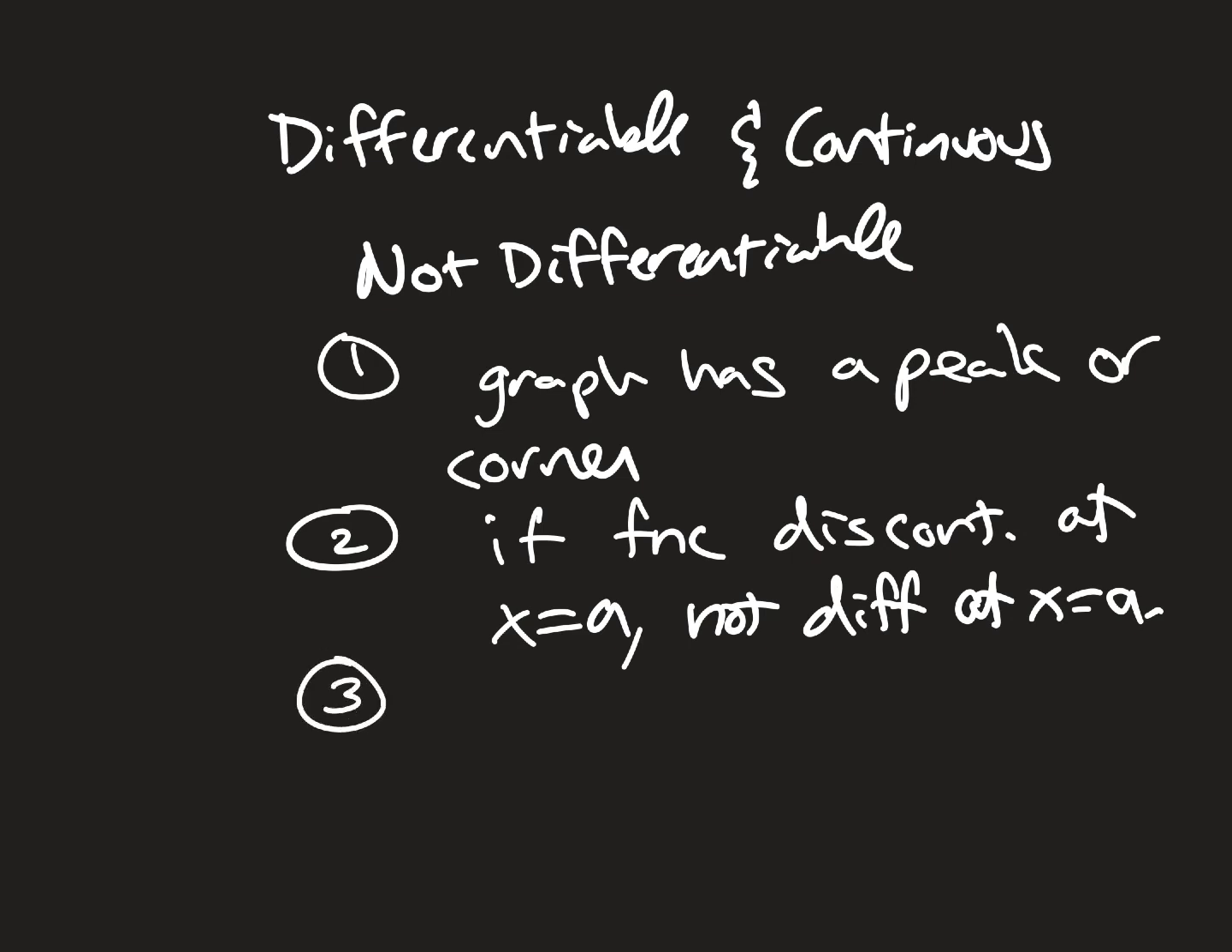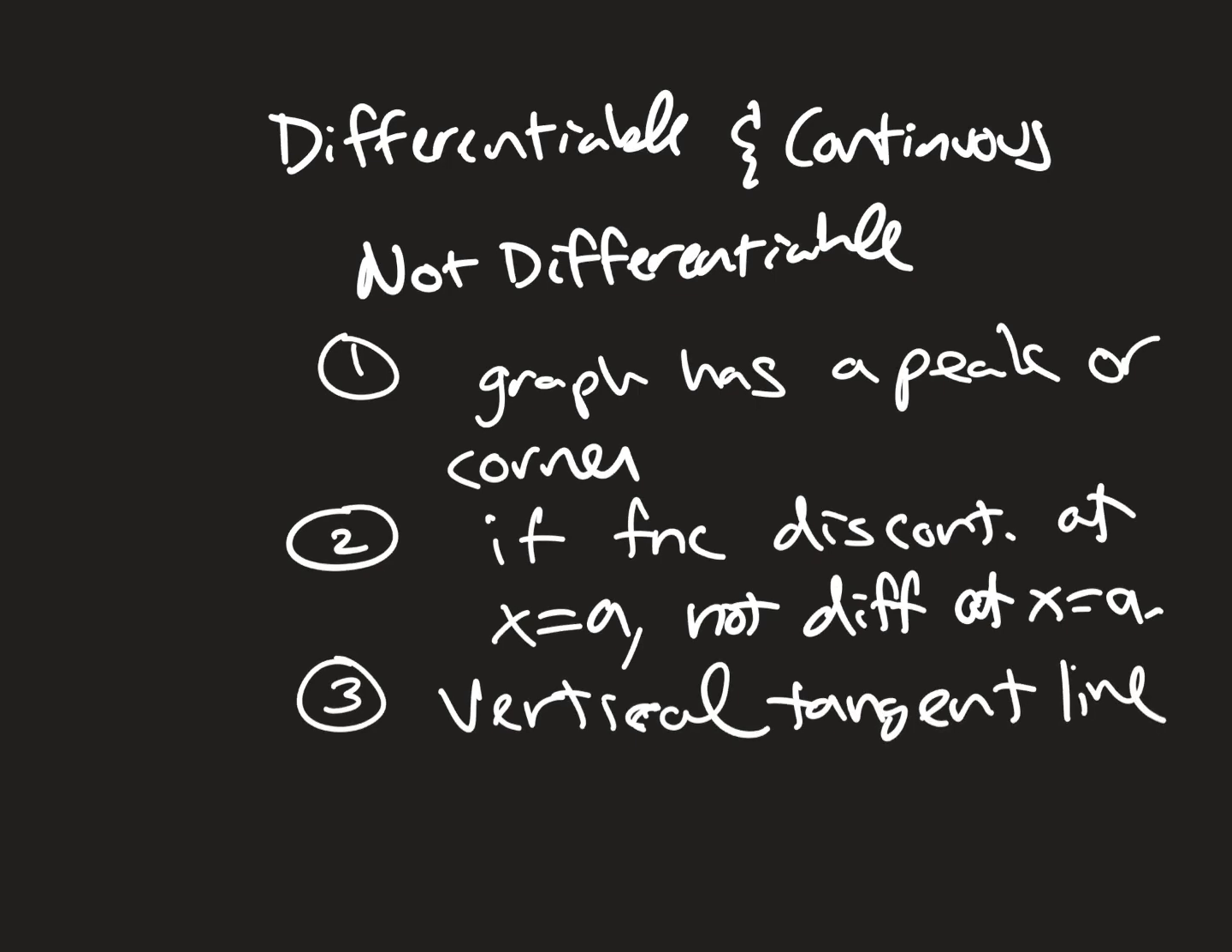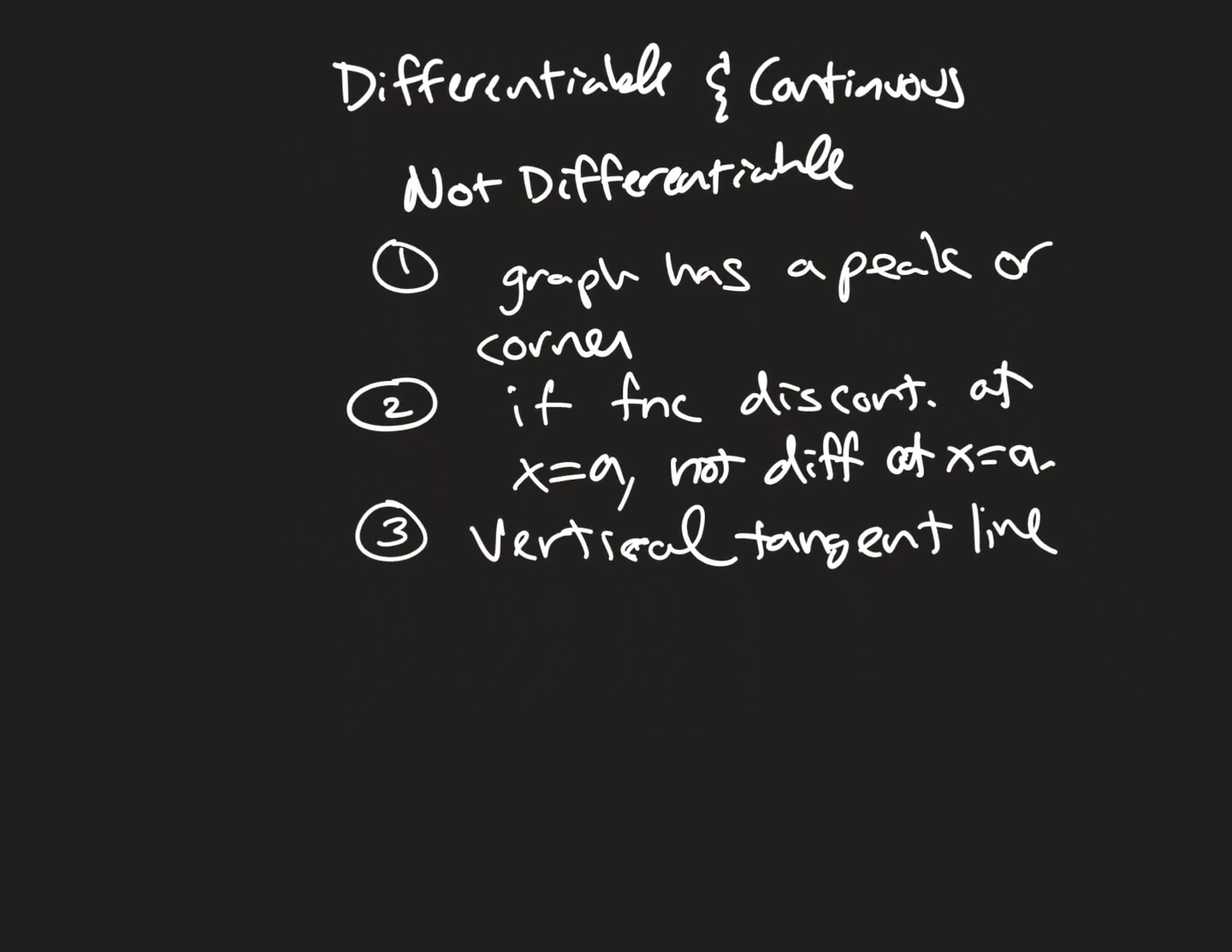Third case is if you had a vertical tangent line, because remember, vertical lines have no slope, so it wouldn't be differentiable there. Okay, so let's talk about continuous then. A function is continuous, literally, if you can draw it without ever having to pick up your pencil, meaning there are no breaks.